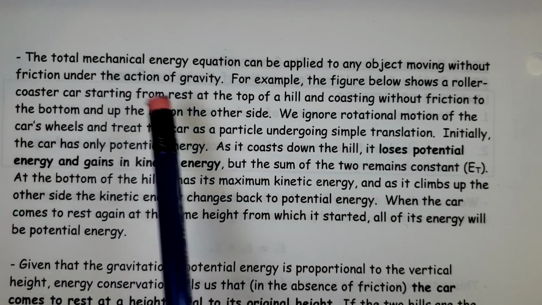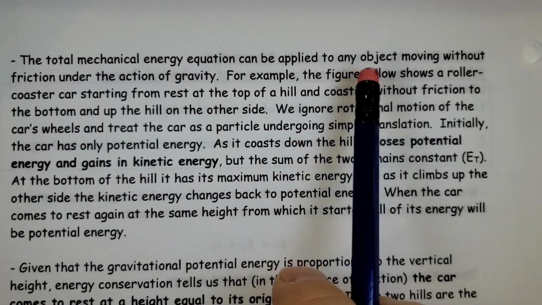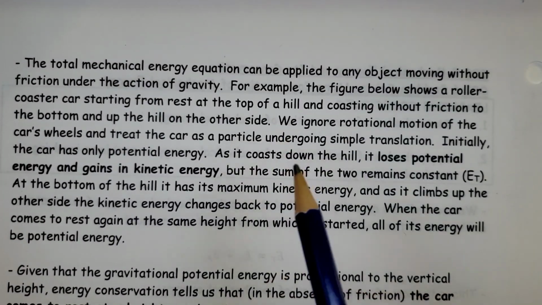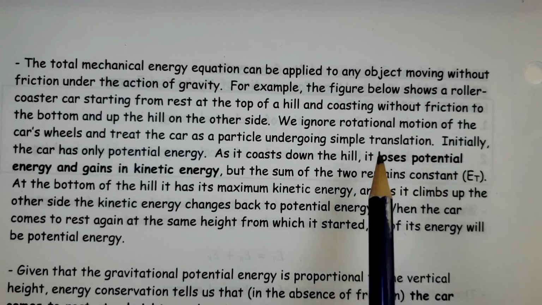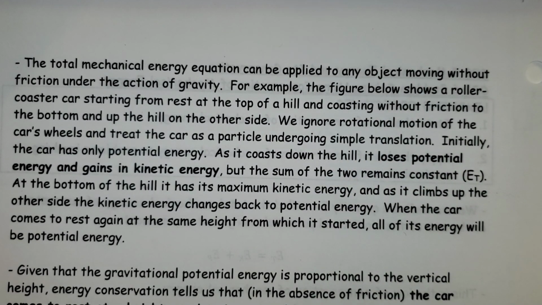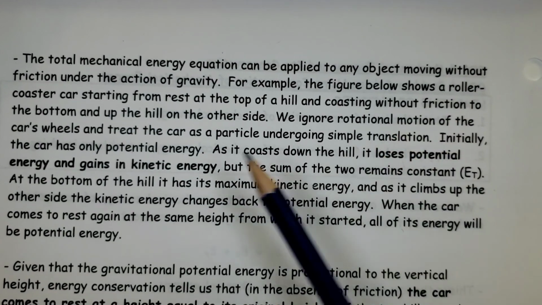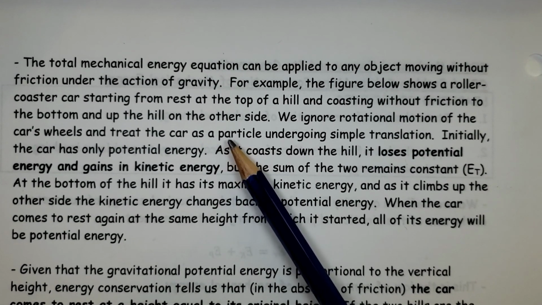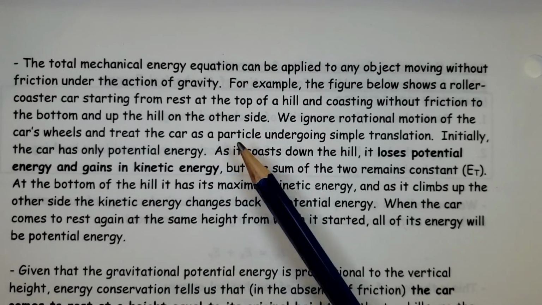So on the next page, the total mechanical energy equation can be applied to any object moving without friction under the action of gravity. For example, the figure below, we'll talk about a roller coaster example here. And yeah, we're assuming that there's no friction. We're kind of simplifying it a little bit. Not super realistic, but it makes it a little bit easier to handle. We ignore rotational motion as well, the car's wheels, and treat the car as a particle that's undergoing a simple translation.